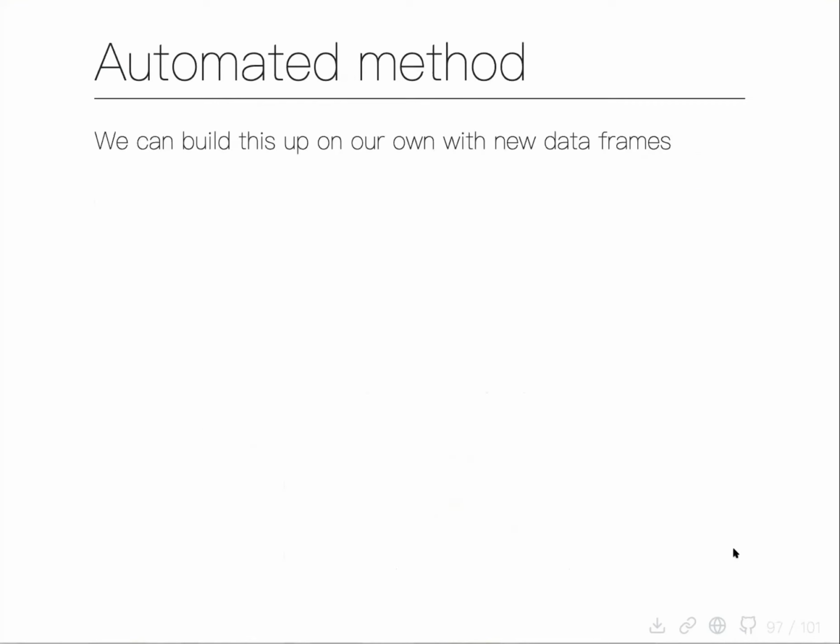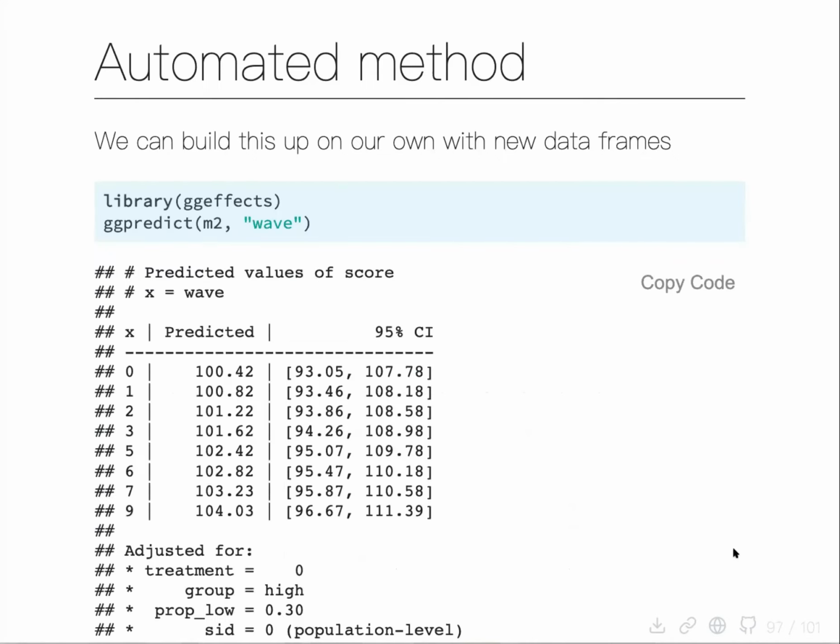Okay, last 5 minutes here. We can do this on our own, but we can also use this package called ggeffects, which is part of that EasyStats. No, it's not. It's by the same author. So you might have to install this first. But all we do here is we just say ggpredict M2 for wave. That's going to give me the marginal predictions for wave. And then down here, it tells you what it set the values as.